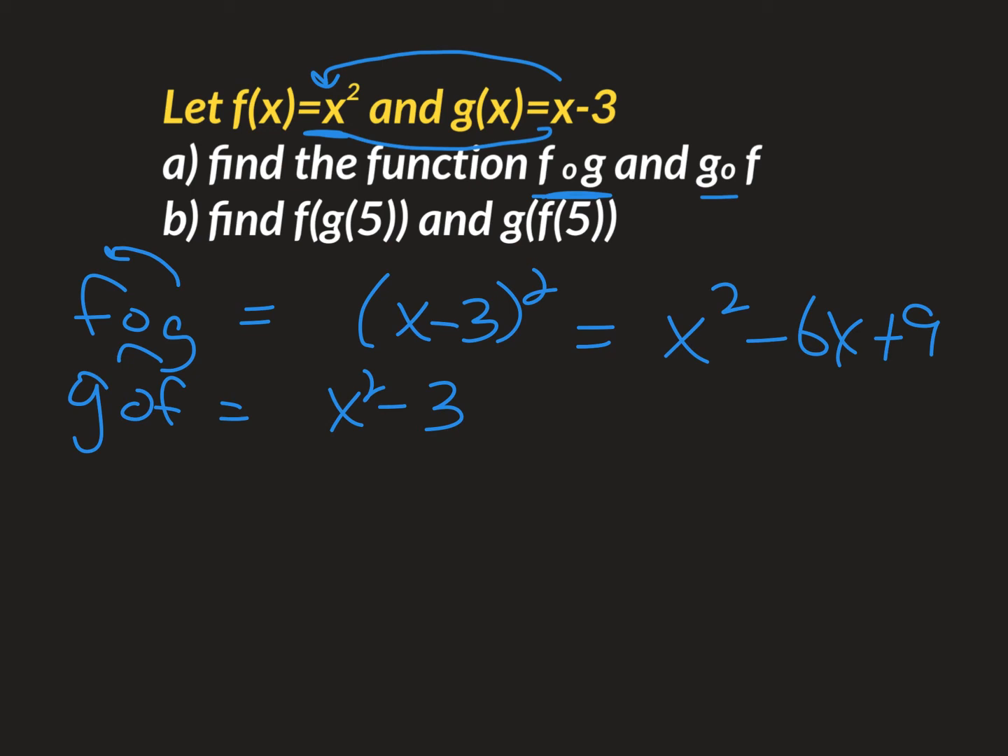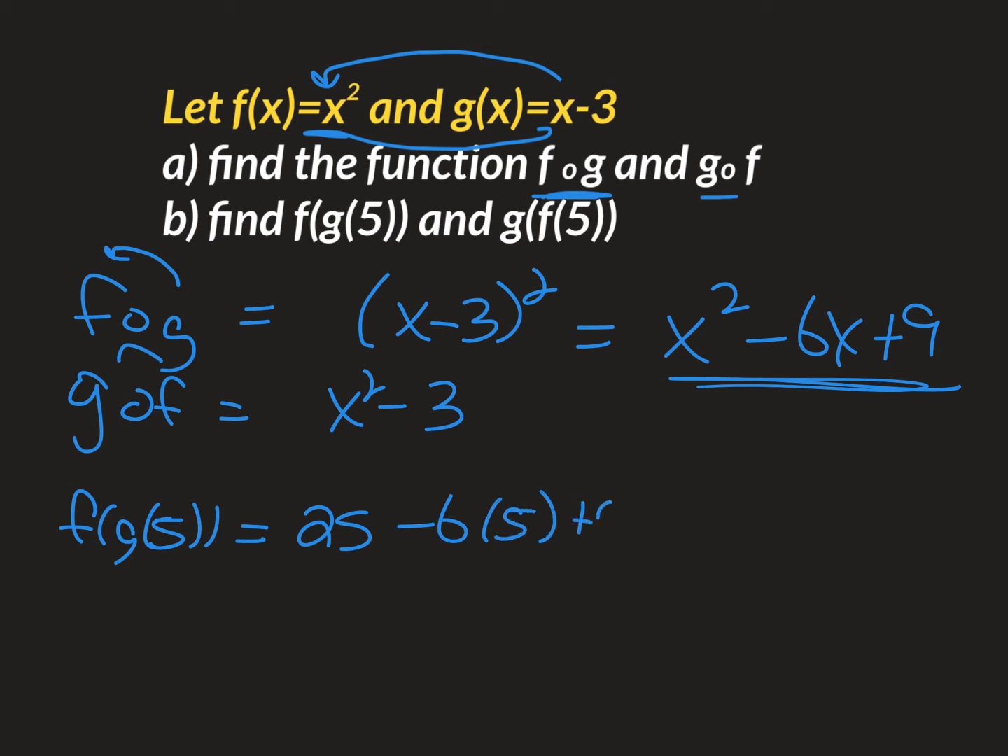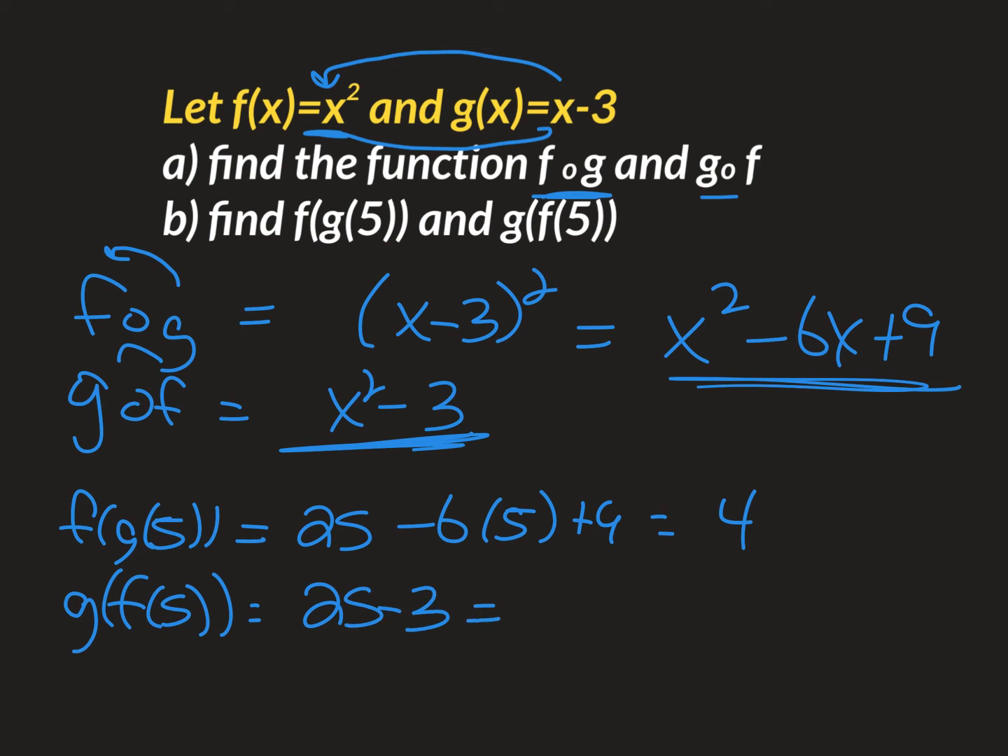Okay, now part B says find f of g of 5, which is exactly what this is. That's f of g. I'm just going to plug a 5 in there. So I get 25 minus 6 times 5 plus 9. 25 minus 30 is negative 5 plus 9, that's 4. Then it says to find g of f of 5. Okay, so that's g of f. So I'm just going to plug 5 in there. 25 minus 3, 22. All you got to do. Okay, so hope that made a little sense. F of g, g of f, you got this.